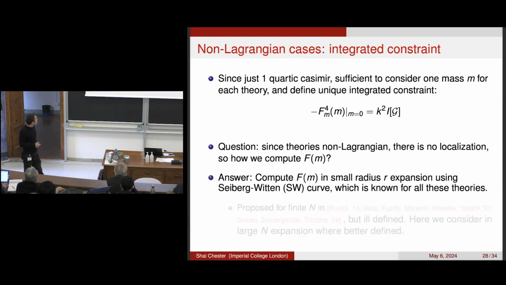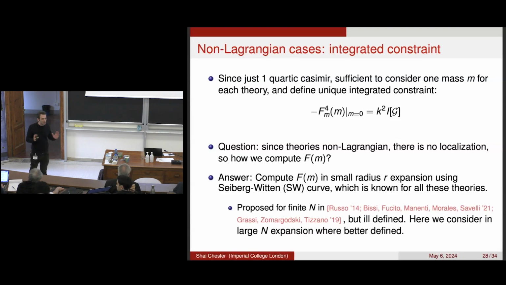And so our proposal is that you could compute the sphere free energy in a small radius expansion, where this r is the radius of the sphere. This is the sphere. And in particular, you can compute it using the Seiberg-Witten curve, which is known for all these theories. So I should note that this wasn't an entirely original idea.